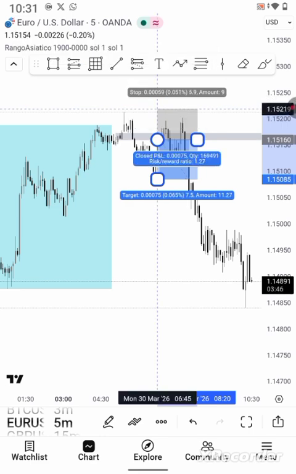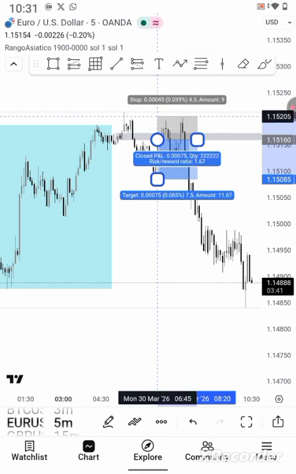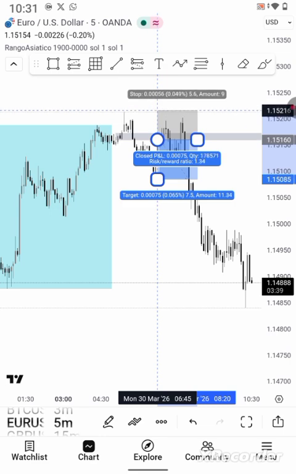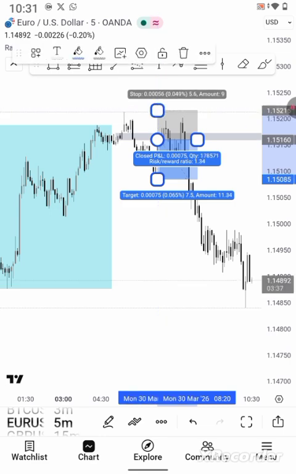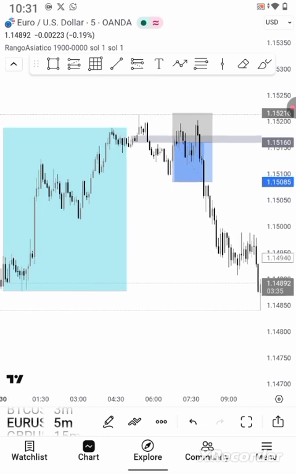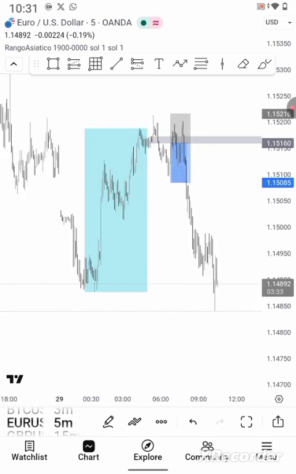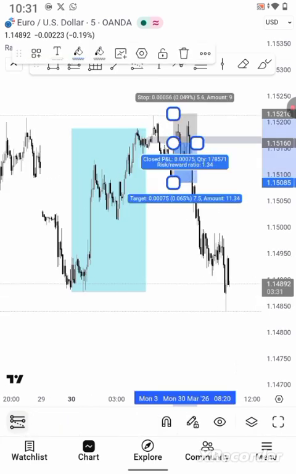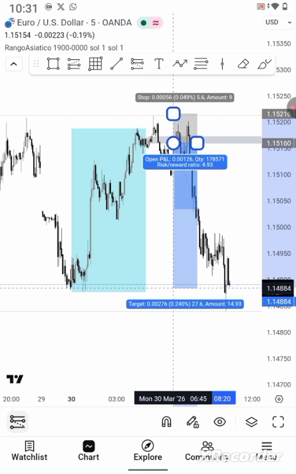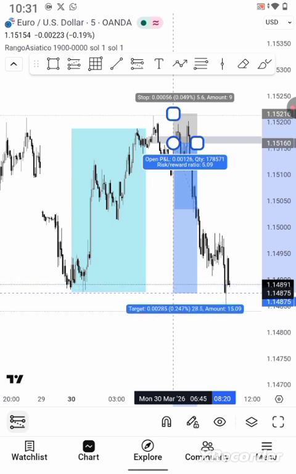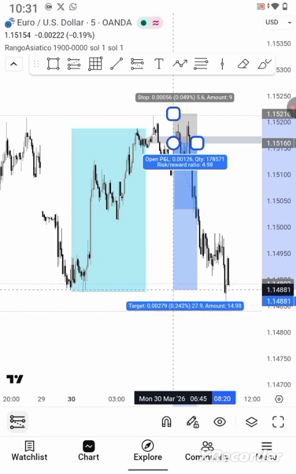My stop loss, I don't try to be too stingy because I'm not the owner of the market. I'm not the market maker. So I put my stop loss safely above that high. Then I came down to the opposite side of liquidity. That is the Asian low, and it happens to be my target. Are you seeing it now?